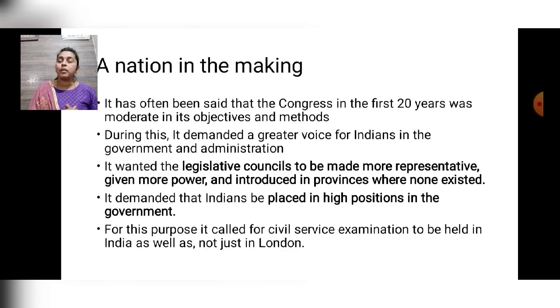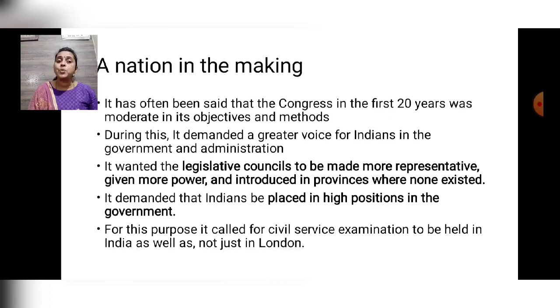During this, it demanded a greater voice for Indians in the government and administration. What did they stress? They stressed that the British government include more and more Indians in the government as well as administration. It wanted the legislative councils to be made more representative. Legislative councils, we have even today Rajya Sabha, Lok Sabha, but at that time Lok Sabha general elections were not there, so you can say Rajya Sabha type. So more and more representatives, more and more power for Indians, and introduced in provinces where none existed. जहाँ कुछ भी नहीं है, जहाँ कुछ exist ही नहीं है, वहाँ पर उसको introduce करने के लिए उन्होंने सोचा.